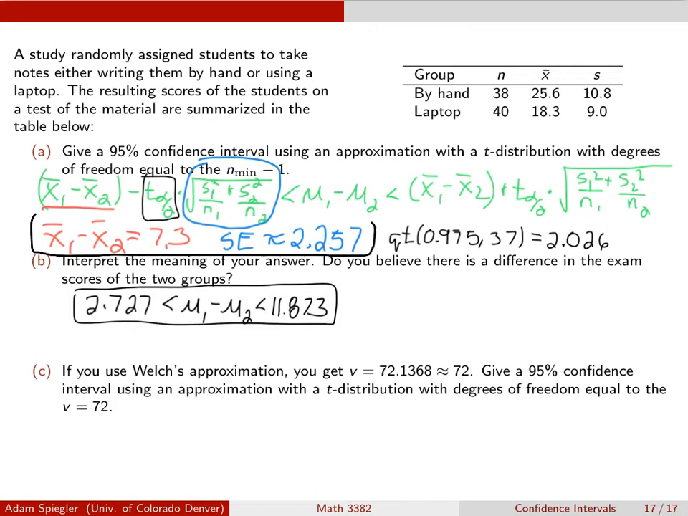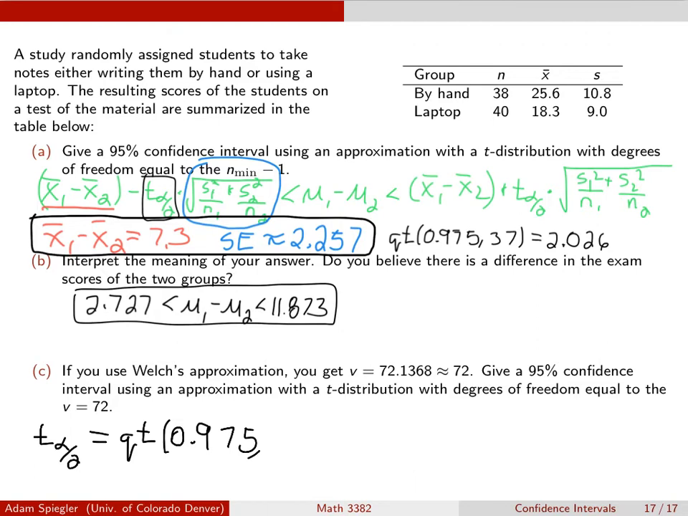So if we were working with part C, what doesn't change is we're still going to use these values for our difference in means and the standard error. And what is going to change is the value for T alpha over 2. So in that case, the T alpha over 2 you would get by using that QT function. The confidence interval was 95%, so we're going to choose a quantile of 0.975, and now we're going to plug in 72 degrees of freedom as opposed to the 37 that we used the first time.